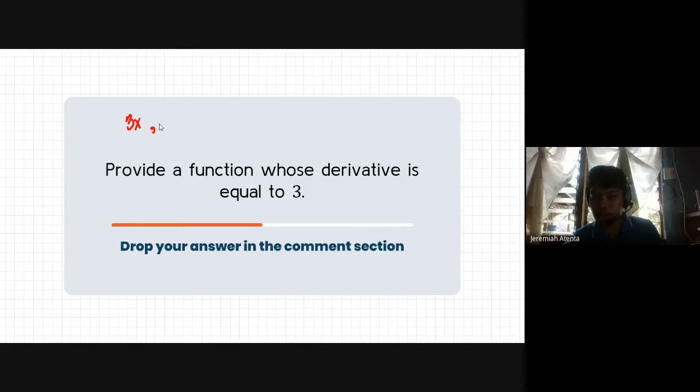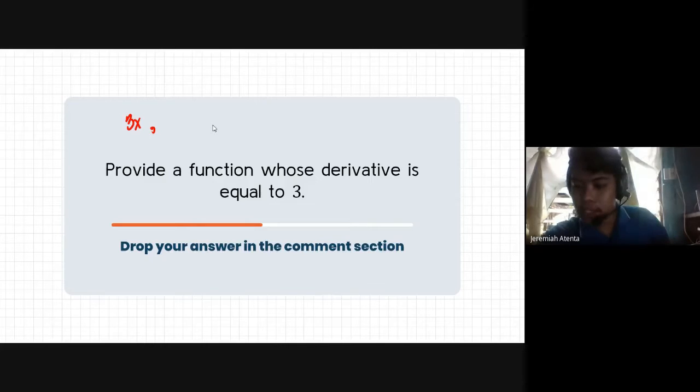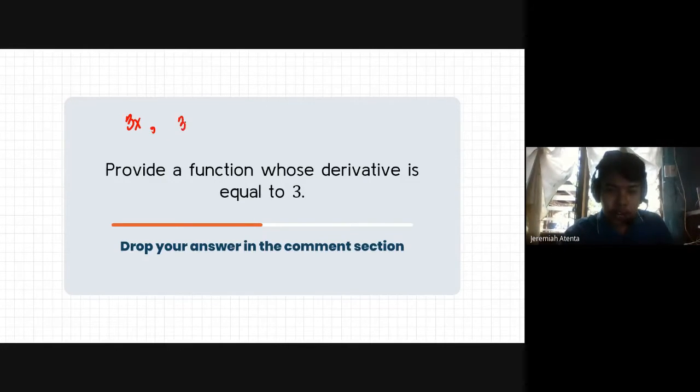Meron ba? May hahabol ba? So we have 3x. What else? Who can provide another function with derivative equal to 3 aside from 3x? Meron ba dito? 3x plus 5. Okay, I will write it down here. 3x plus 5. You check if the derivative is really equal to 3.